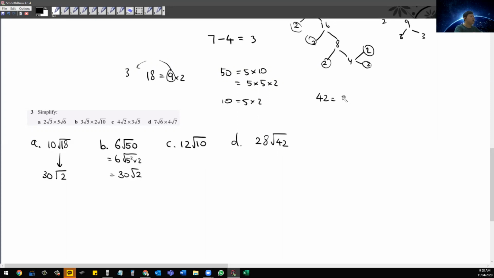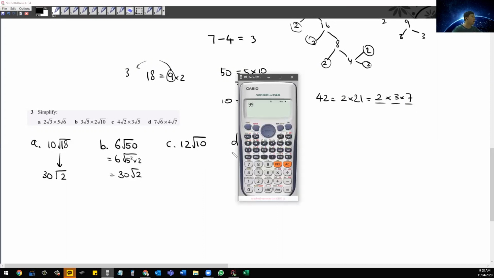42 is 2 times how much? And 21. 2 times 3 times 7. So there's no square there. So I would just leave your answer like that. So this calculator here simplifies the surds for you. It's just root 42, right? If it's a root of 18, it simplifies to 3 root 2, okay?